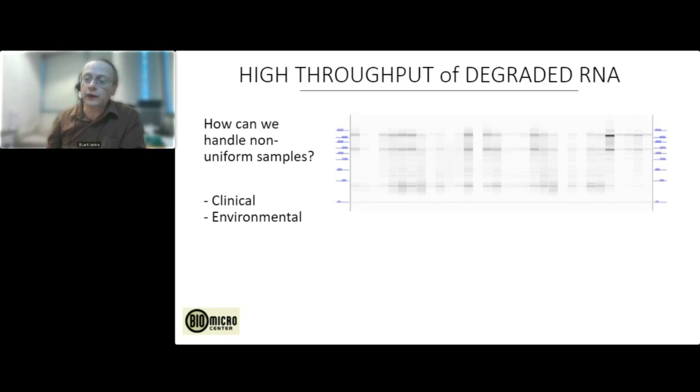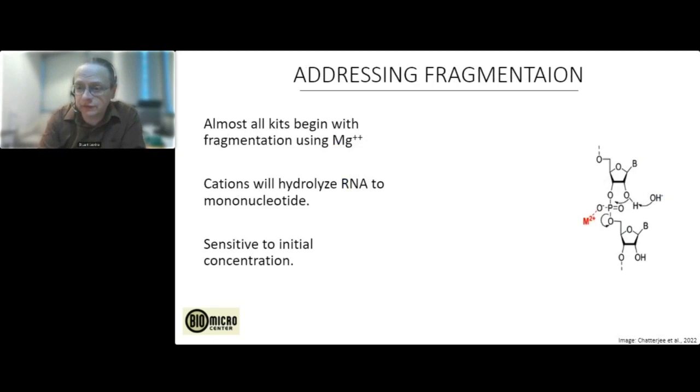So what do we do in this case? Well, the challenge for RNA-seq is that the very first step in all of these methods is the fragmentation of RNA using cations. And typically this is magnesium. And we use heat and magnesium, and that results in the RNA fragmenting. However, this process will continue this hydrolysis to hydrolyze the RNA down to mononucleotides. So you have to capture it in the middle.